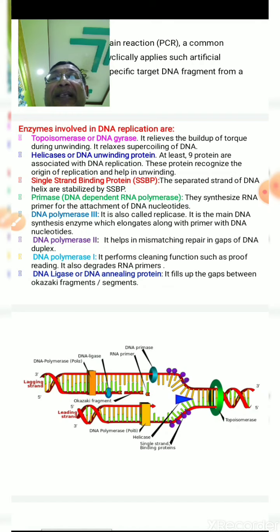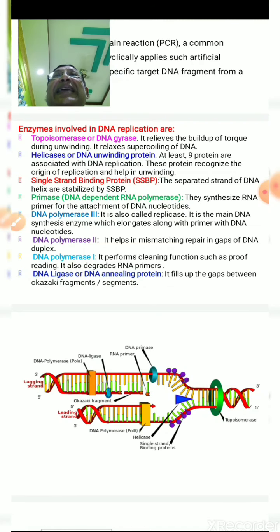Now this topoisomerase, or DNA gyrase, is a kind of enzyme that relieves the build-up of torque during the unwinding. It relaxes the supercoiling of the DNA. We know DNA is very supercoiled. Where the replication starts, the replication bubble starts. The topoisomerase binds to both sides of the replication fork, so that the replication bubble forms, and it minimizes the supercoiling of the DNA.